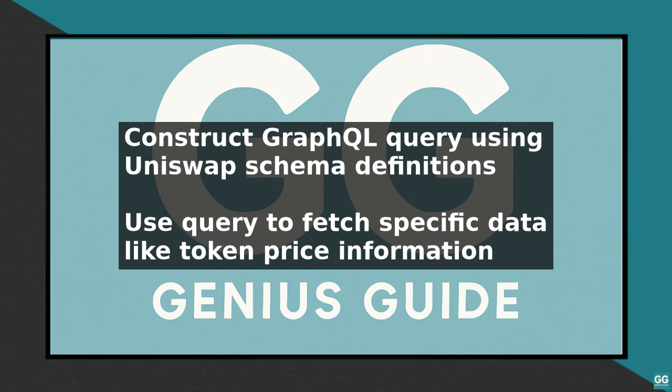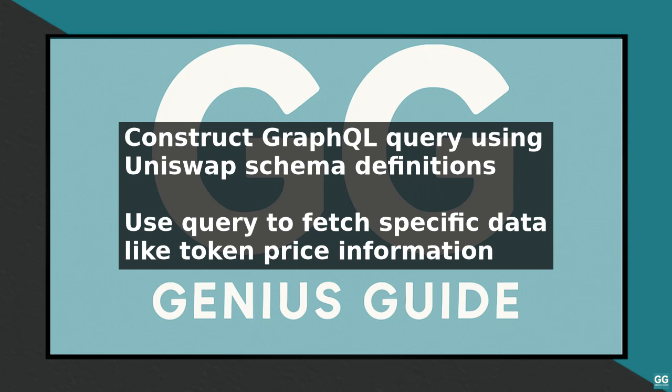The Uniswap API may return errors if the query is invalid or if there is a problem with the request. Use try-catch blocks or error handling mechanisms to handle these errors and ensure that your application remains stable.